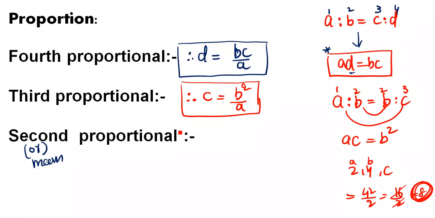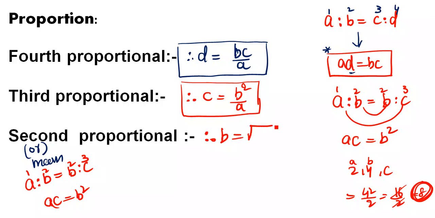Okay, right. And coming to the last one, guys: second proportion or mean proportion. For example, A is to B is equal to B is to C. 1, 2, 2, 3. We have to find out the B value, guys. What is the proportion formation? AC is equal to B square. So we have to find out the B value. B is equal to root of AC. That is the second proportion or mean proportion formula.